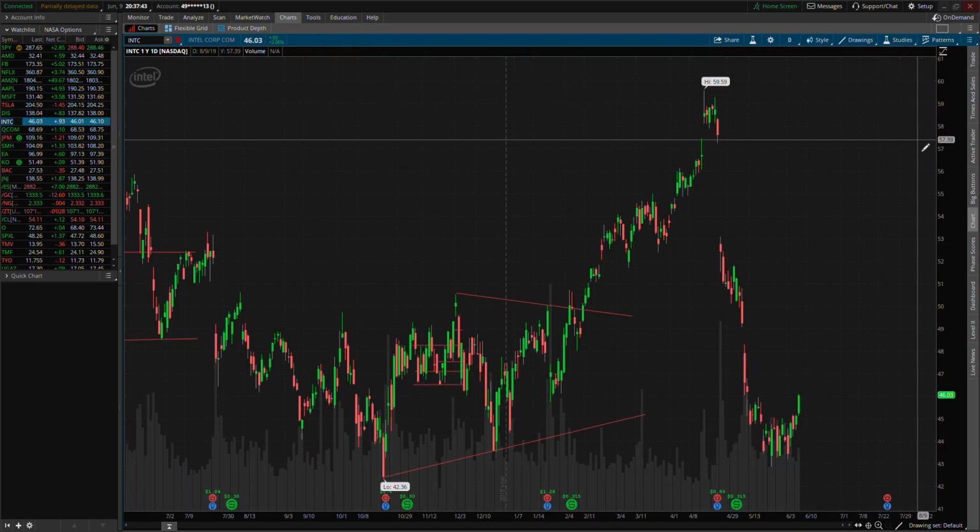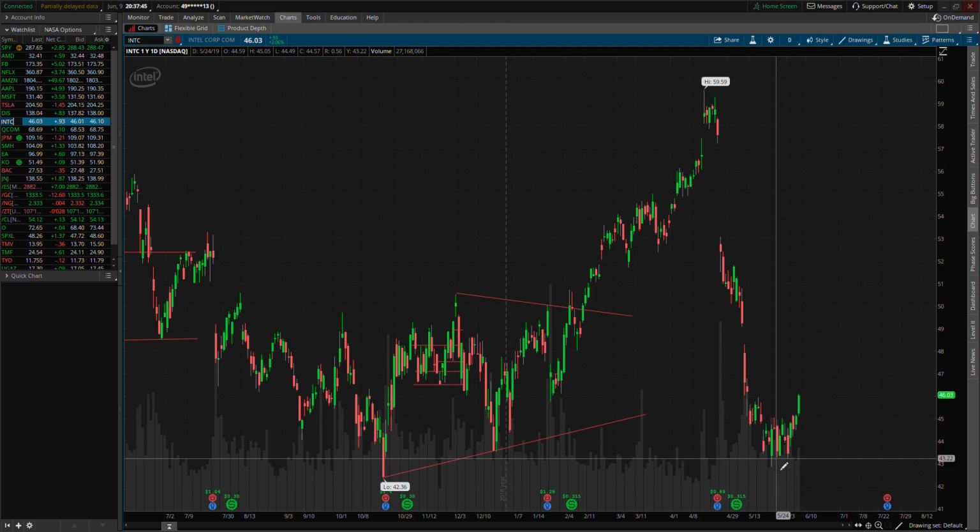INTC, Intel Corporation here. We started to build that support here around 43. I was saying, hey, watch 45 and watch 43 to trade range bound until we break above. Looks like we're breaking above, so I want to see our resistance coming into play at around $48, where we have this consolidation and resistance area.